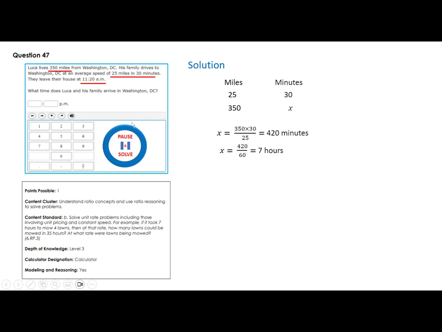They left at 11:20. So they arrive there at 18:20. You add 7 to 11, and you can answer it this way, and you're good. Or you notice that 18:20 is 6:20 p.m. Or you can say 25 miles in 30 minutes, so 50 miles in 1 hour, right? That's half an hour. So 50 miles in 1 hour, to get 350 divided by 50, you get 7 hours.